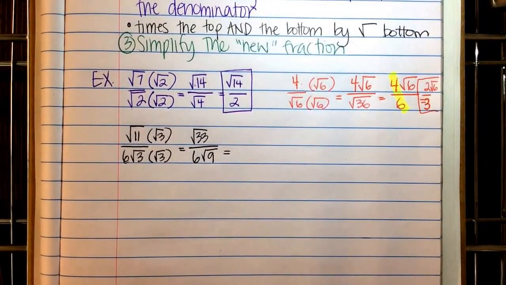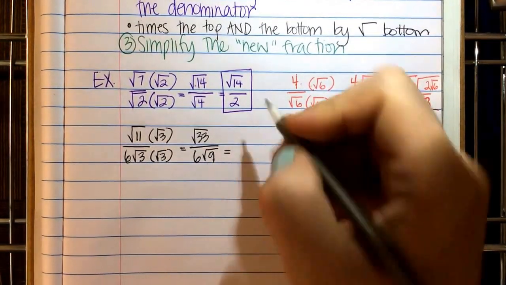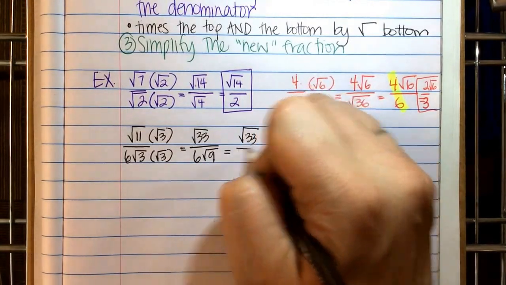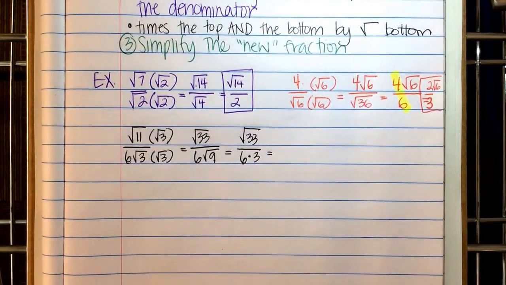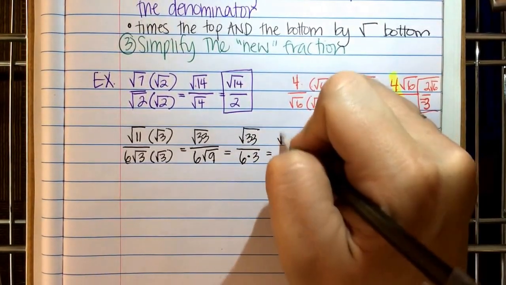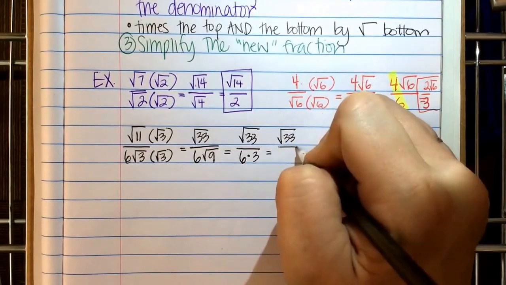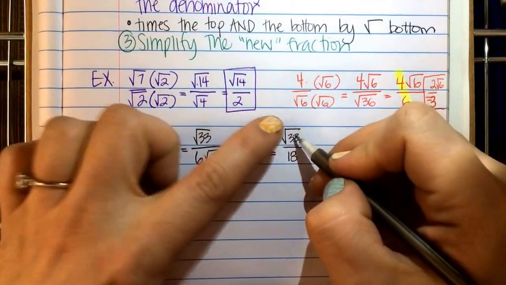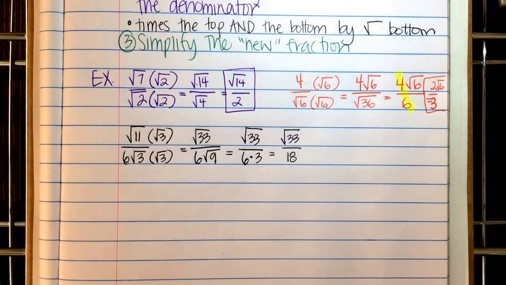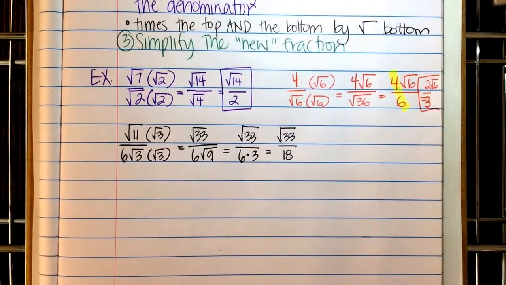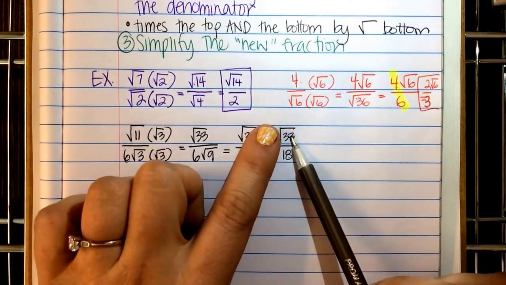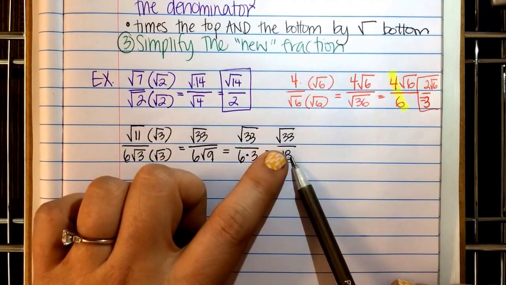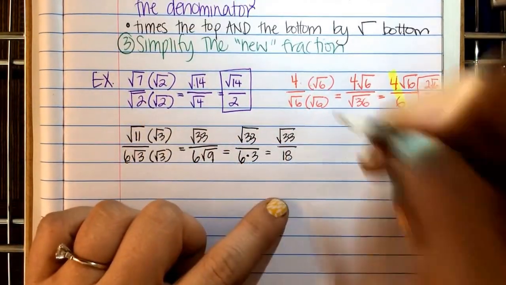Wait a second, I still have a radical in my denominator. It's a perfect square. So I now end up with radical 33 over 6 times 3. What's my final answer? Radical 33 over 18. Can radical 33 over 18 be simplified? How come I don't even need to worry about it? This is a radicand. This is a coefficient. They're not the same.